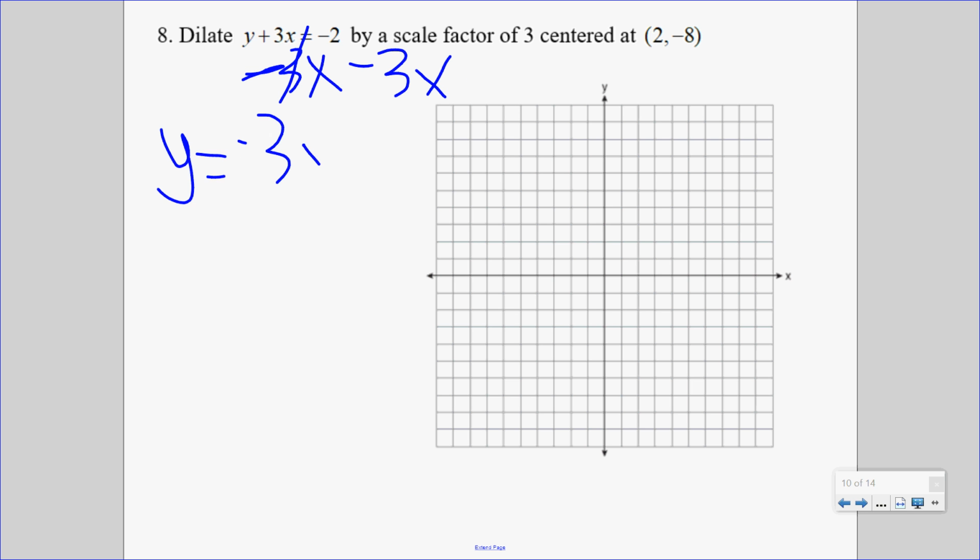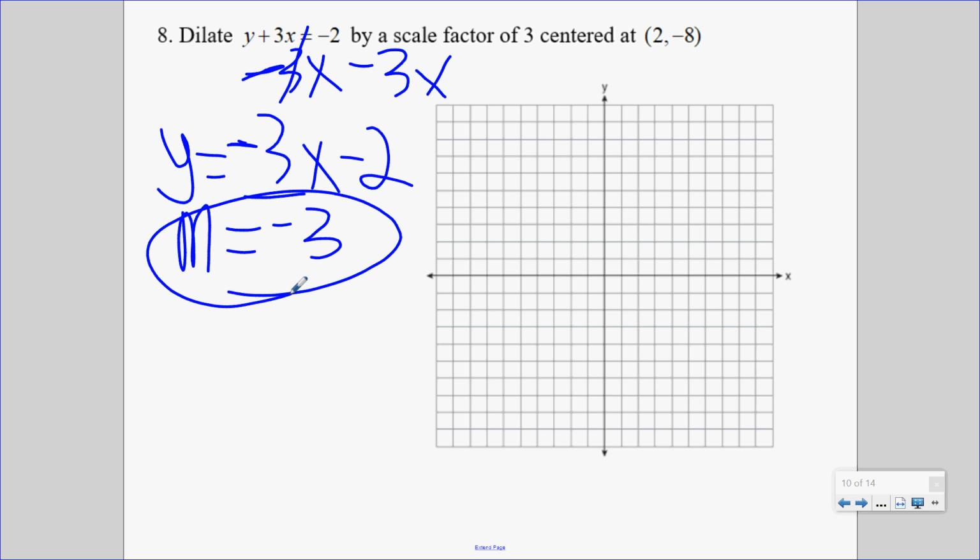Y equals negative 3x minus 2. So the slope is going to be the same. Center on the line, sub x and y. Determine if the center is on the line. Do it. Take about 30 seconds. If you need more time, you can pause it.